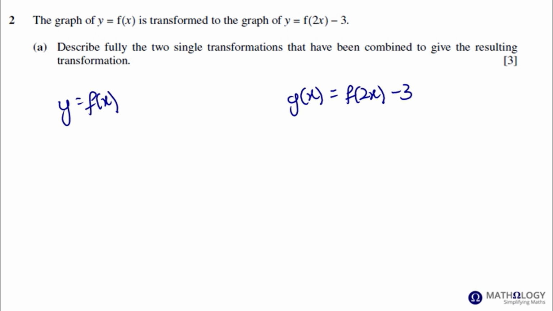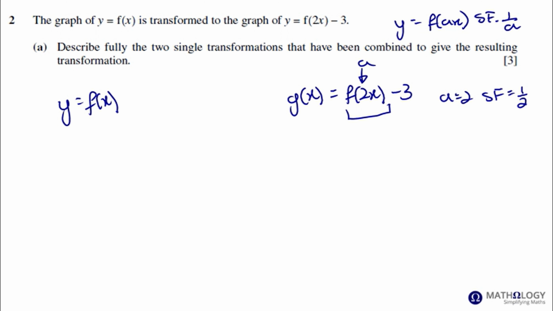So what we are doing to f of x, if we just look at f of 2x, this is a horizontal stretch, a stretch that is parallel to the x-axis. So this over here is a. Recall that when you stretch horizontally, you have a multiplier a, and what that multiplier indicates is that your scale factor is 1 over a. So the fact that this a is 2 means that the scale factor is a half.